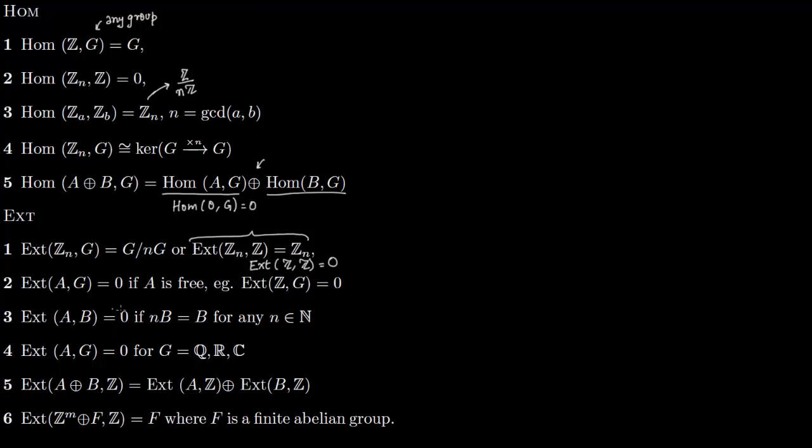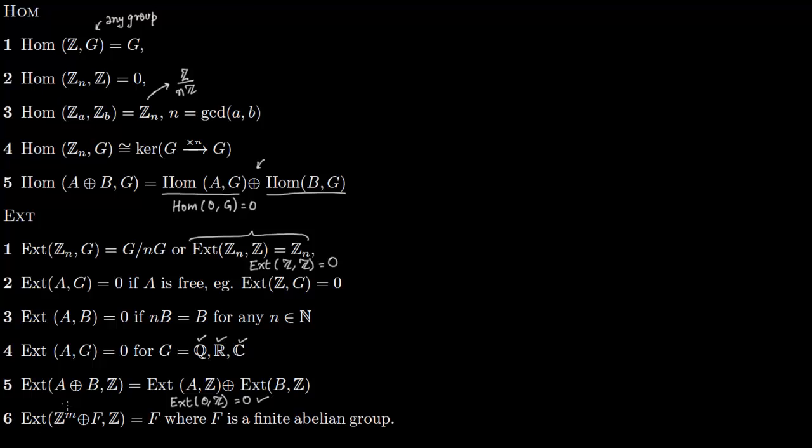So Ext of A comma B is 0 if nB is equal to B for any n in natural numbers. Ext of A comma G is 0 for G equals Q, R and C. So any of these three fields: rationals, reals and complex. Then again you have direct sum A plus B comma Z. This splits like this, and you can immediately see now that Ext of 0 comma integers is 0. Again this result we will use.